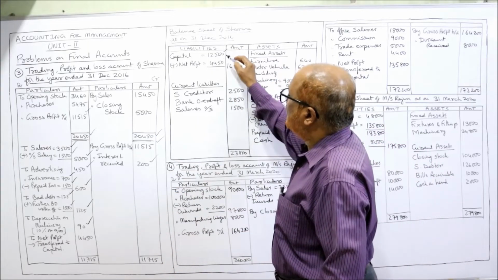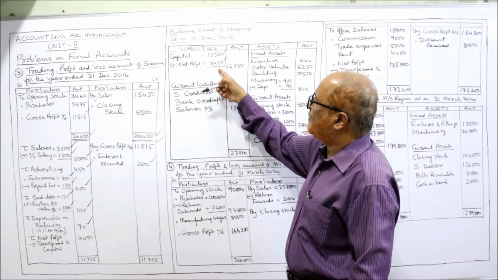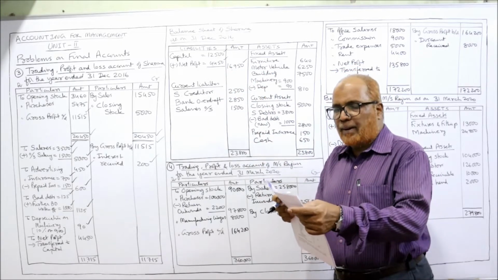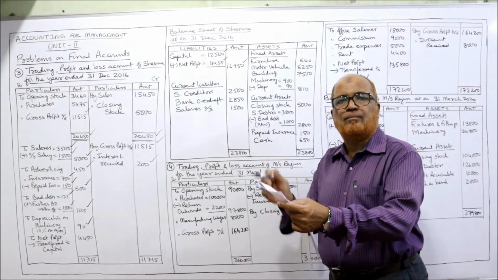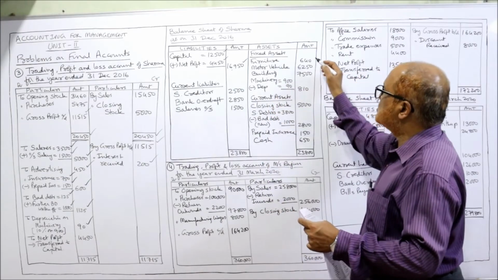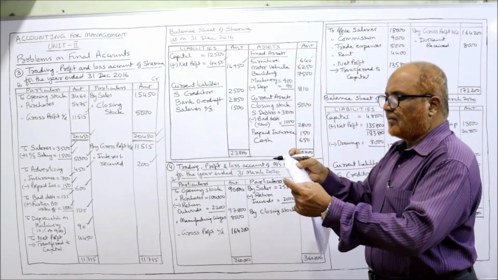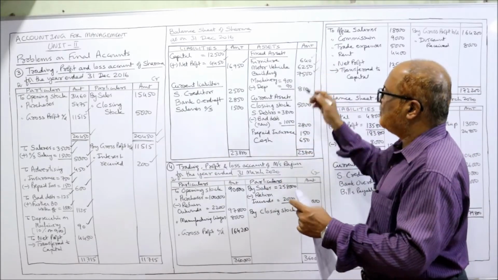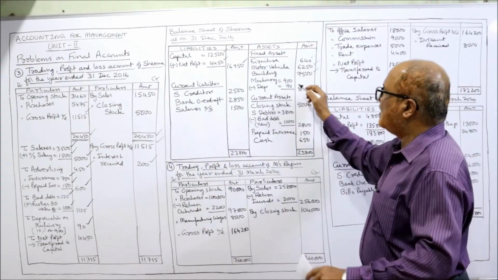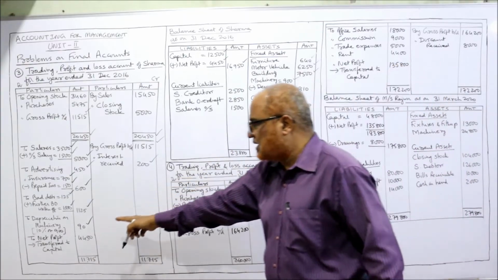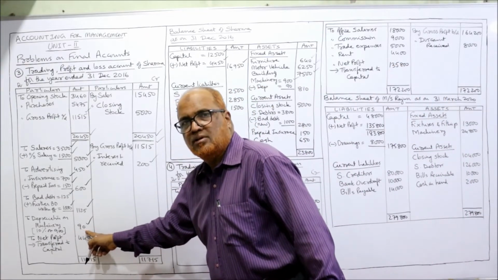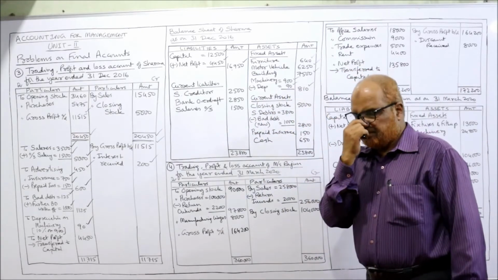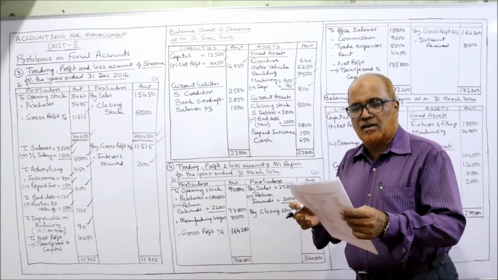So 12,500 capital, 4,450 profit. So total 16,950. Right? Now, apart from that, furniture is given 640, asset side. So 640 furniture. Then motor vehicle 6,250. Then comes building 7,500. Machinery is given 900, but depreciation is there on machinery, 90 rupees. So deduct 90 rupees, we'll get 810. That's all fixed assets we have taken.